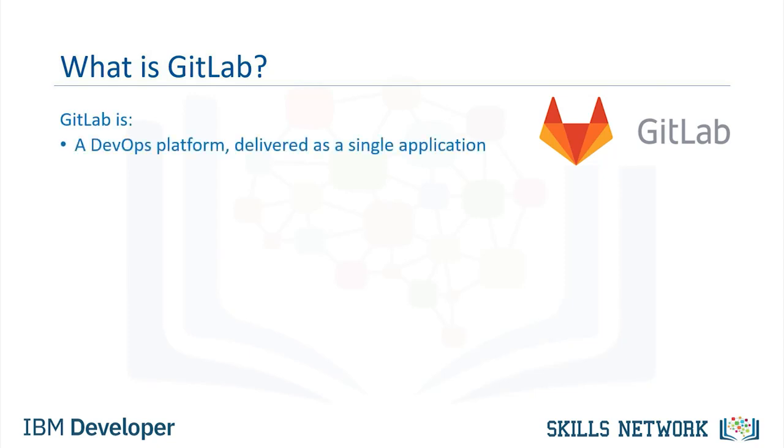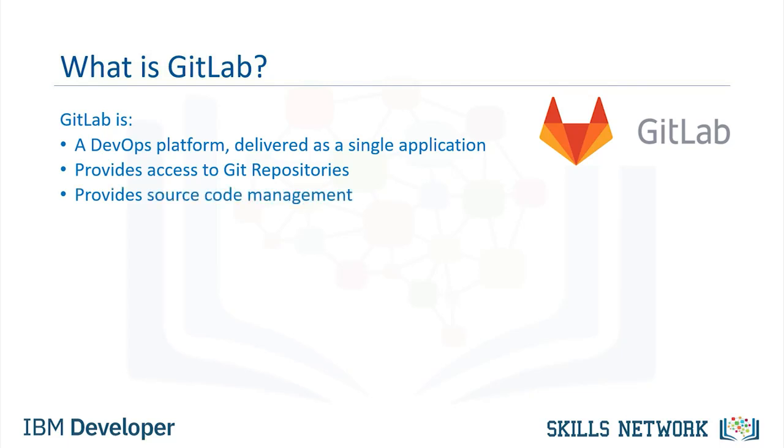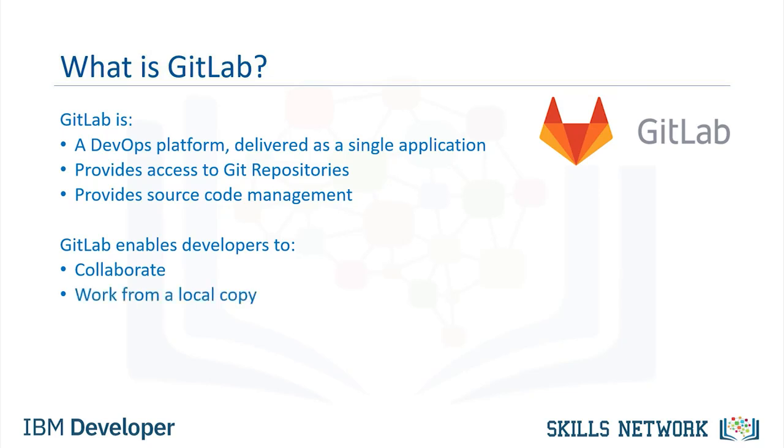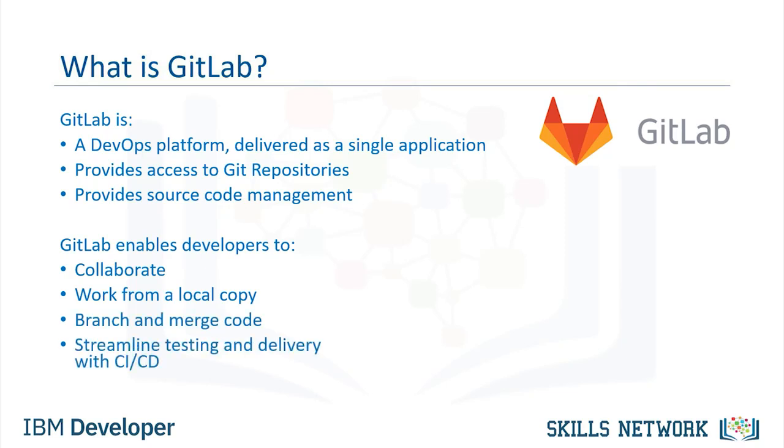GitLab is a complete DevOps platform delivered in a single application. GitLab provides access to Git repositories controlled by source code management. With GitLab, developers can collaborate, reviewing code, making comments, and helping to improve each other's code. They can work from their own local copy of the code, branch and merge code when required, and streamline testing and delivery with built-in continuous integration, CI, and continuous delivery, CD.